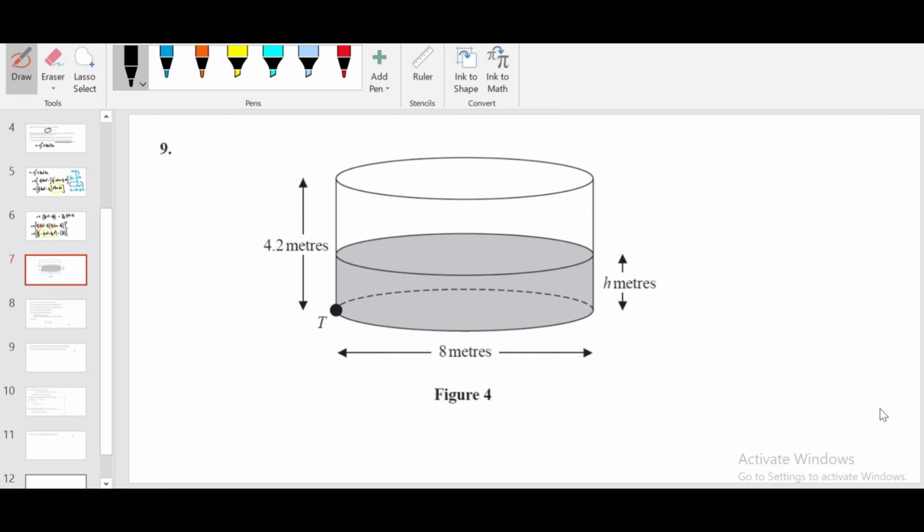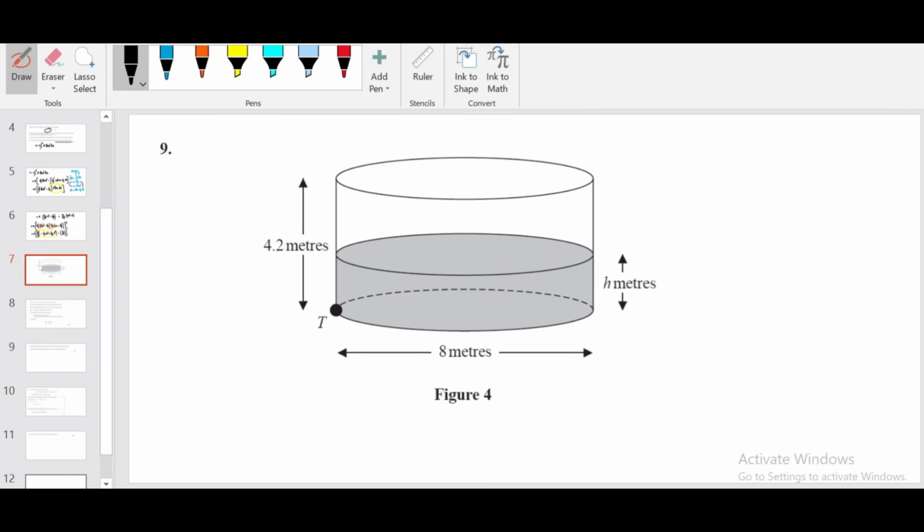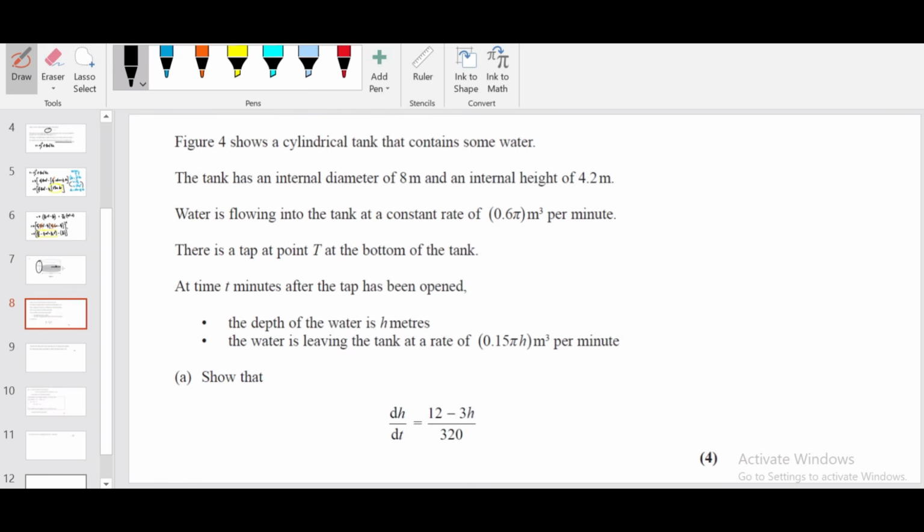We have this figure given with the cylindrical tank. The question says figure 4 shows a cylindrical tank that contains some water. The tank has an internal diameter of 8 meter and a height 4.2. So the diameter is 8, so the radius is 4 and the total height is 4.2. Water is flowing into the tank at a constant rate. So that's basically dV by dt is equal to 0.6 pi.